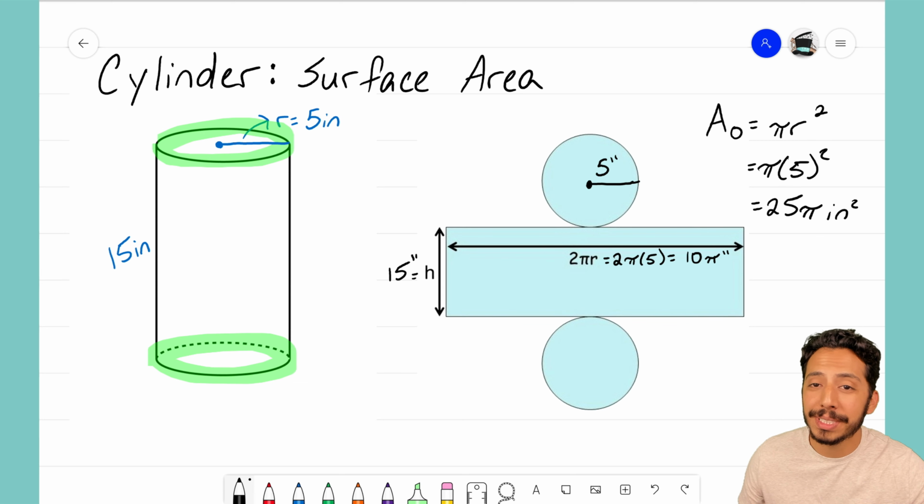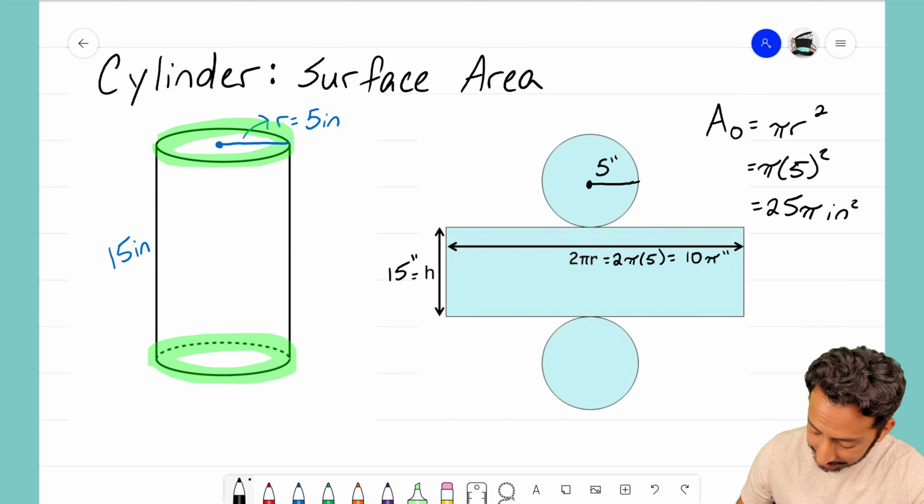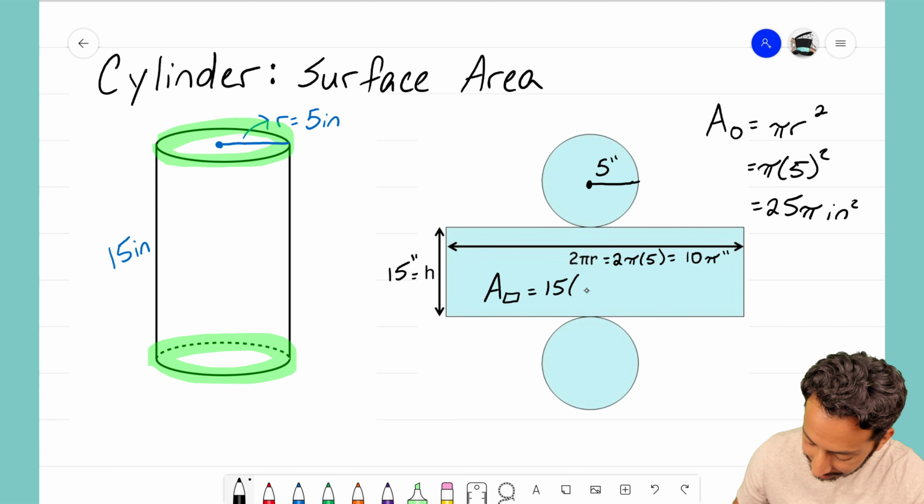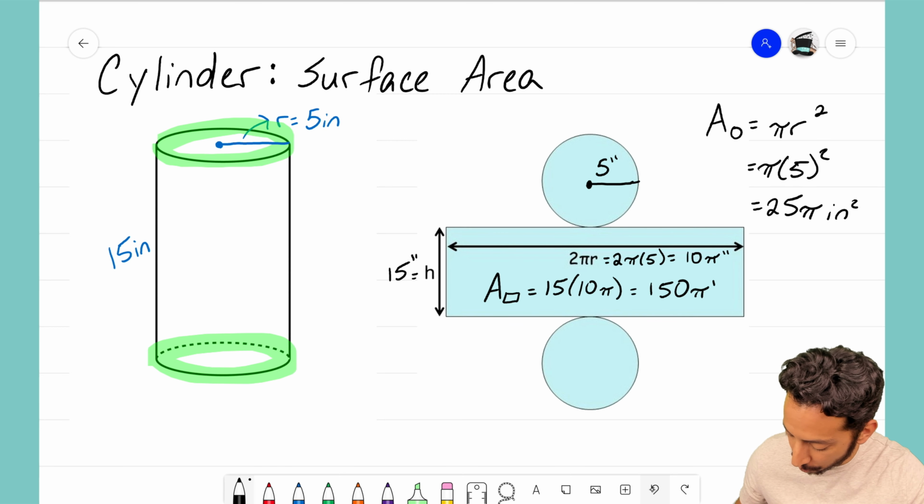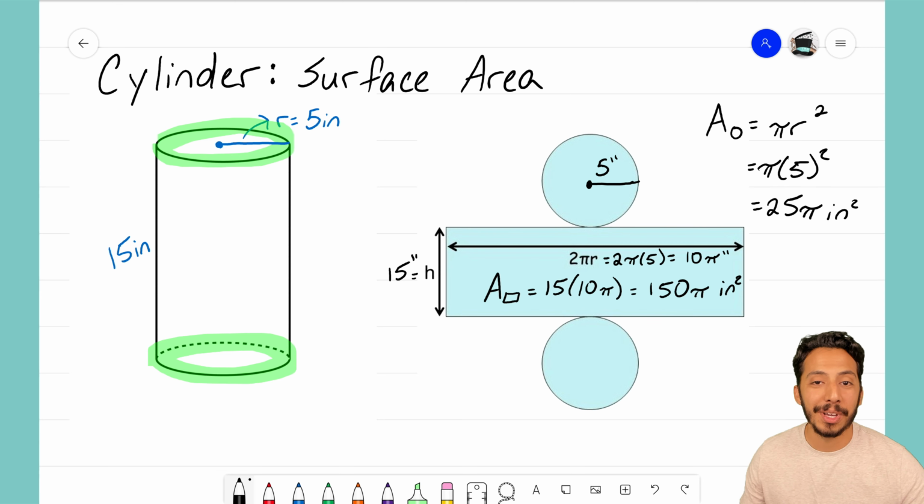So now we have the two sides for that rectangle. We can find the area of that side just by taking the area of a rectangle formula, base times height. We'll go ahead and do 15 times 10 pi, and we'll end up with an answer of 150 pi inches squared. Whoops, I just wrote inches there. I've got to write inches squared. So, we're getting the surface area of the cylinder.